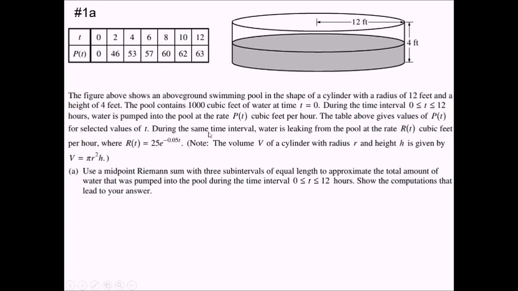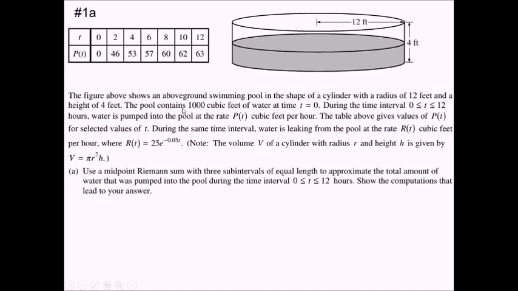Now, during the same time interval, water is leaking from the pool at a rate R of t that is actually given right here. And just for good measure, they told us that the volume of a cylinder is pi r squared h. Okay. So our first task on this problem, we need to use a midpoint Riemann sum with 3 subintervals of equal length to approximate the amount of water pumped into the pool between 0 and 12 hours.